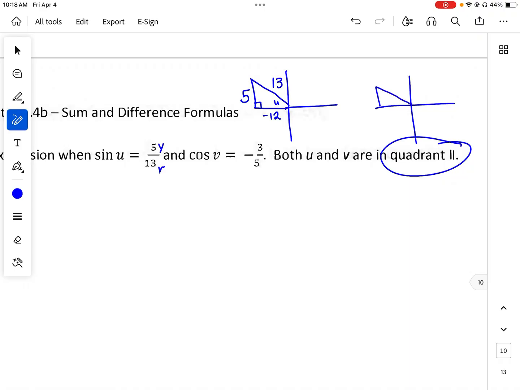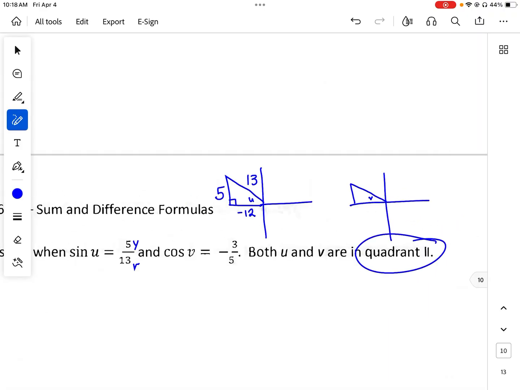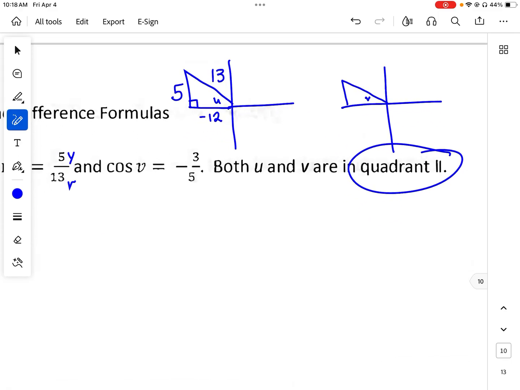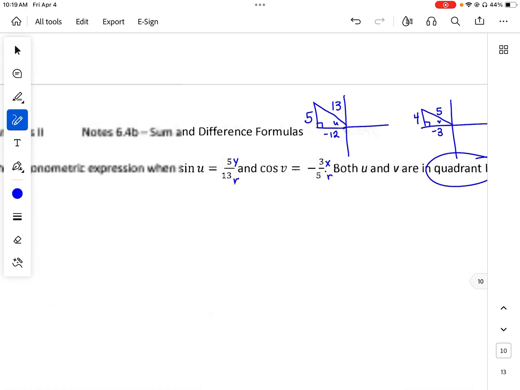Okay, and then the other one is cosine v. We're in quadrant 2 again. So we know this is x over r. So it's negative 3 over 5. Another Pythagorean triple is 3, 4, 5. So this is going to be 4.